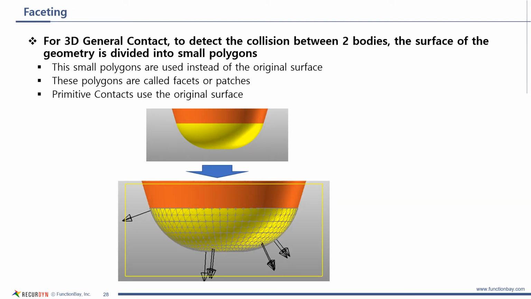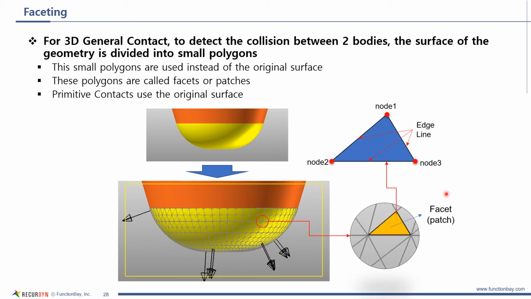To detect the collision between two bodies, the solver needs to check if the surfaces are overlapped or not. If the bodies are spheres, it is easy to check because we know the sphere equation. But for the 3D general surfaces, it is difficult to get the equation. So, RecurDyn divides the surface into small polygons to detect the collision. This small polygon is called facet or patch. In RecurDyn, it is possible to preview the size and shapes of the facets like this.